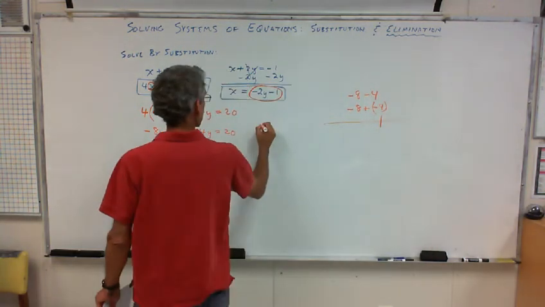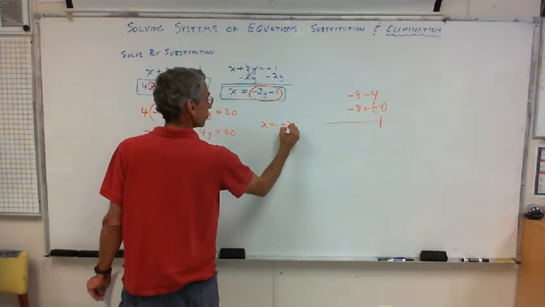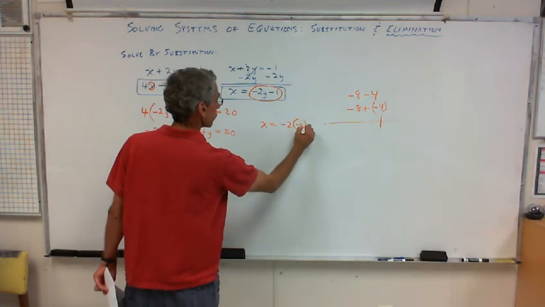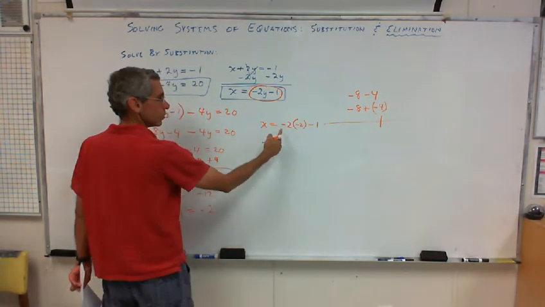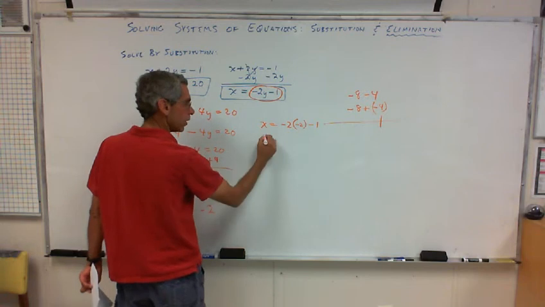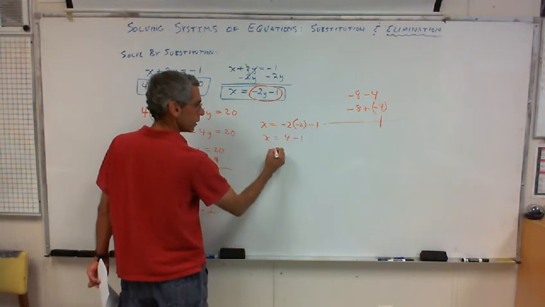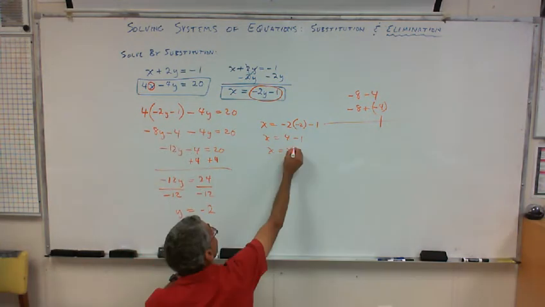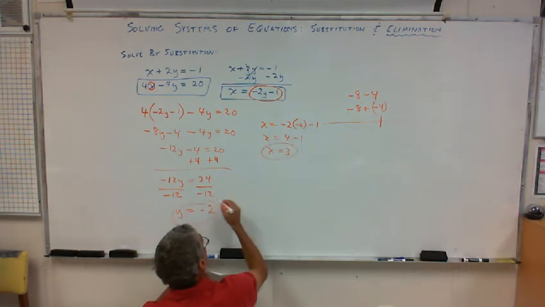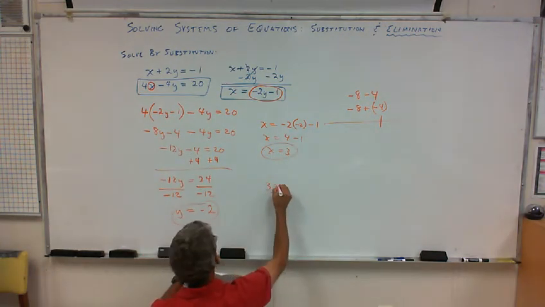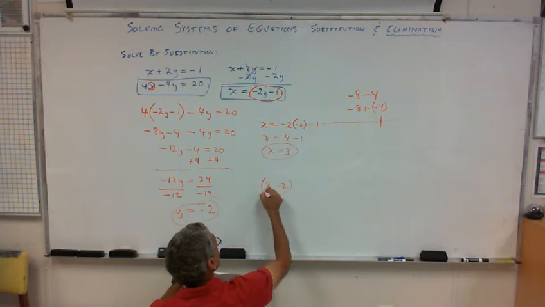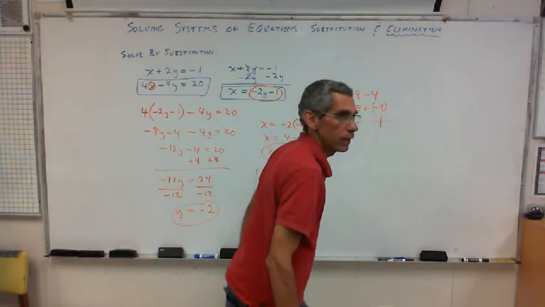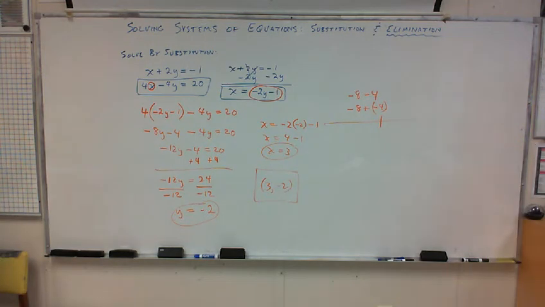I'll just do it. So x is equal to negative 2, parenthesis, negative 2, parenthesis, minus 1. So negative 2 times negative 2 is positive 4. X is equal to 4 minus 1, so x is equal to 3. So my answer is, I could either circle this and this, or I could say 3 comma negative 2, inside parentheses. And that's my answer. Right? So it's pretty straightforward.